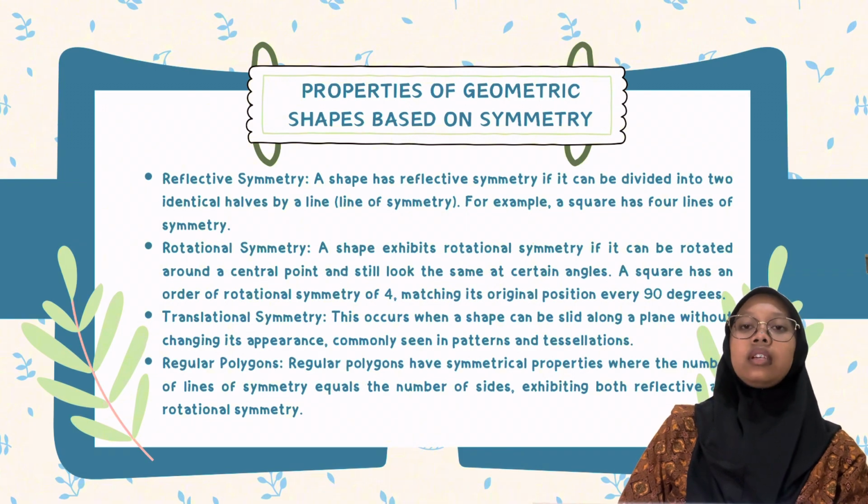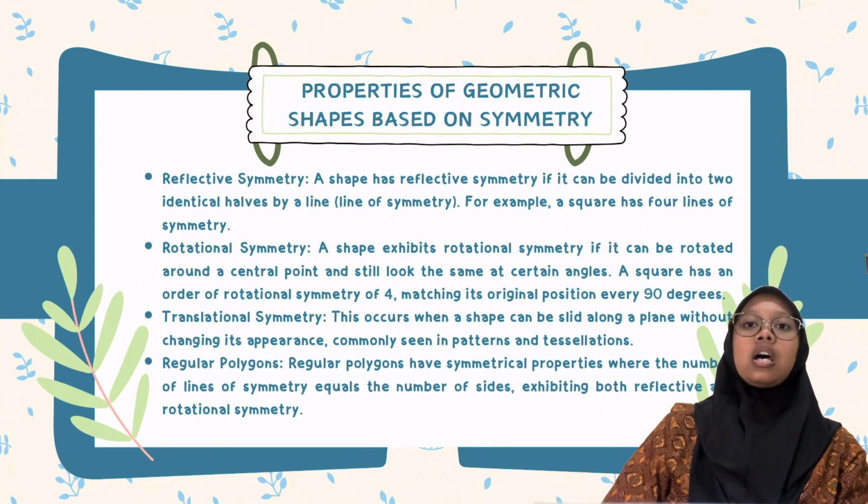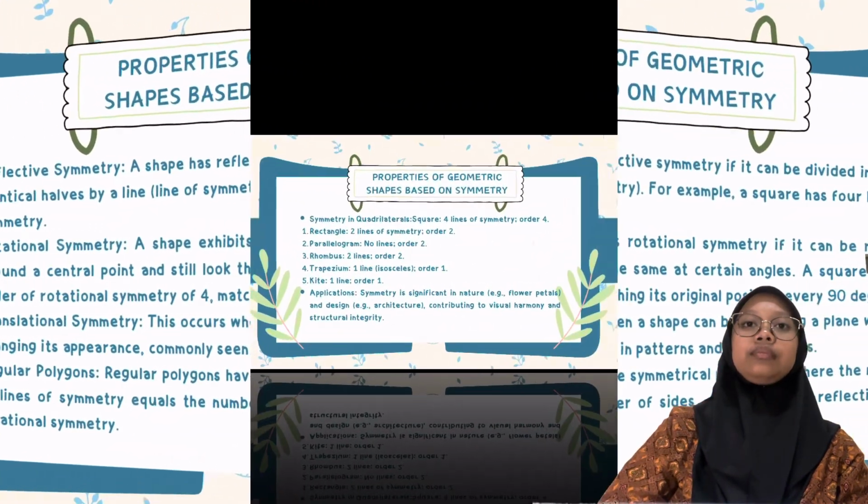Translational symmetry. This occurs when a shape can be shifted along a plane without changing its appearance, commonly seen in patterns such as tessellation. Regular polygons. Regular polygons have symmetrical properties where the number of lines of symmetry equals the number of sides, exhibiting both reflective and rotational symmetry.